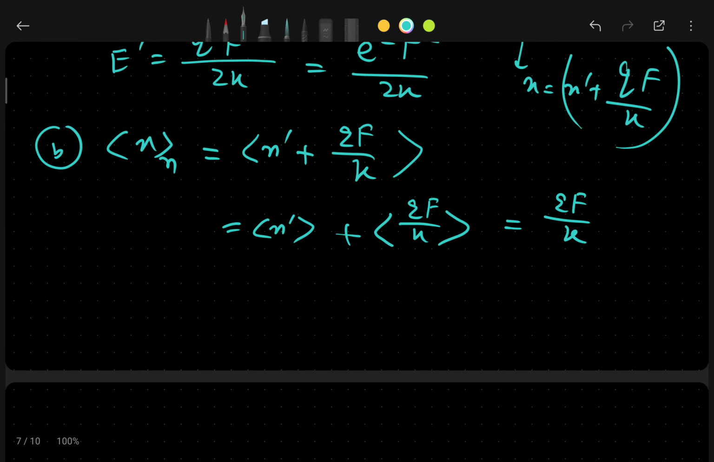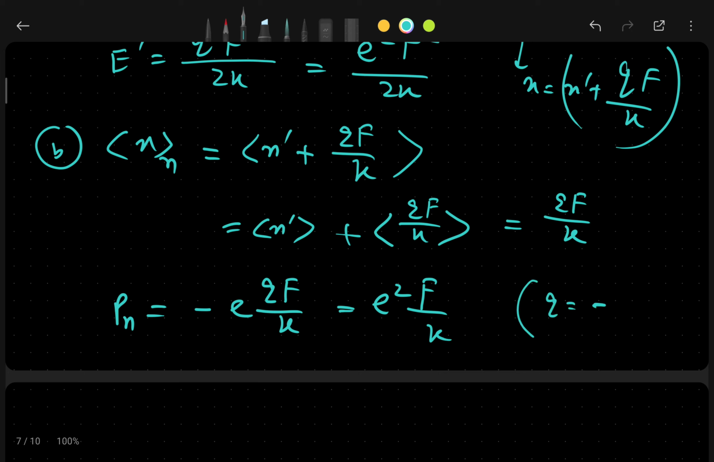Therefore, the dipole moment of the system p_n = −e·qF/k = e²F/k, where q = −e.